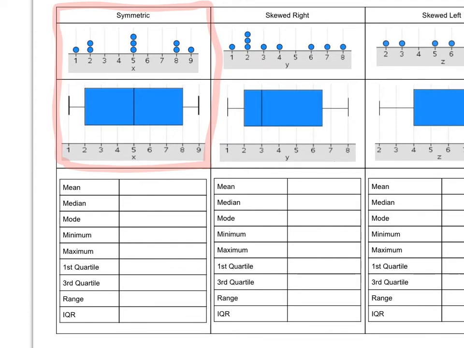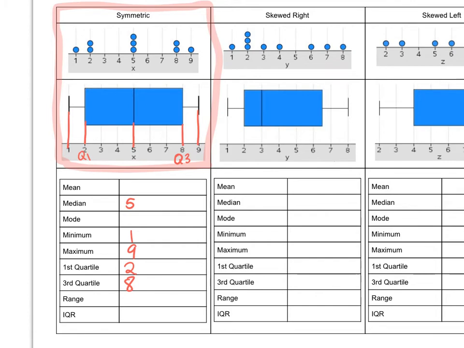So for example, the minimum, that would be 1. All right, the maximum is 9. Our first quartile is 2. And our third quartile is 8. See, those are the ends of our box. Those are the ends of our interquartile range. And our median, or our second quartile, is 5. So just by looking at our box plot, we were able to get a lot of information.